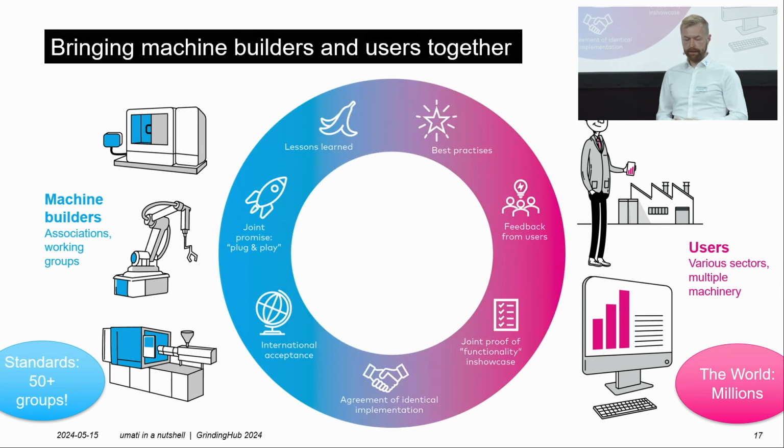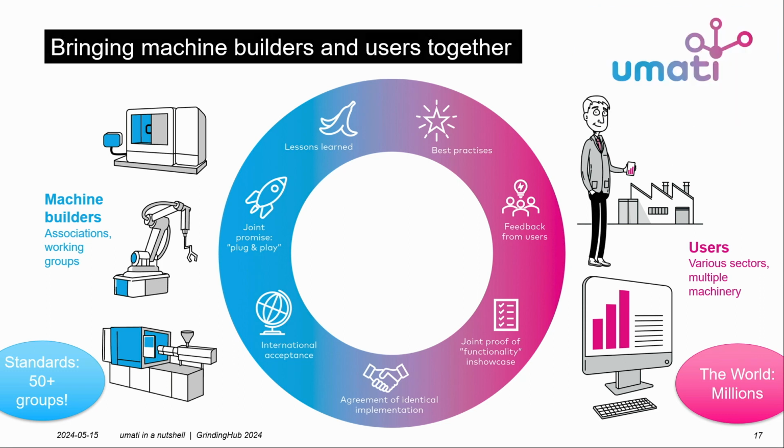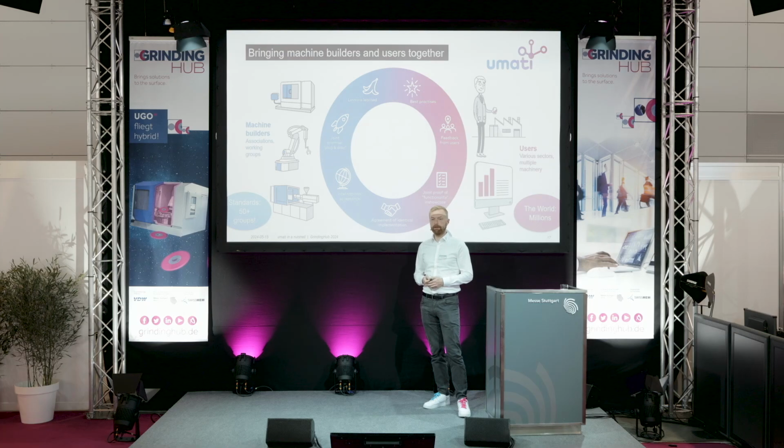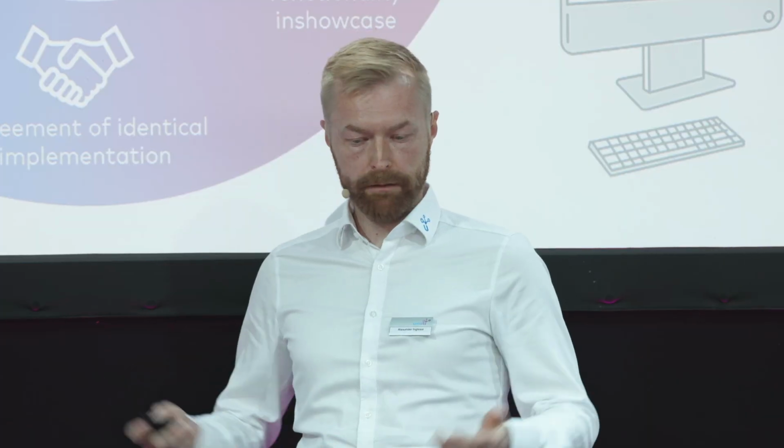So a little bit more about Umati. The basic idea behind Umati is putting together the manufacturers and users of machine tools, by exchanging best practices, sharing the lessons that were learned along the way, and also getting feedback from the users, giving this feedback back to the manufacturers, and in the end, ensuring that the implementation of the standard is identical. We bring builders and users together.